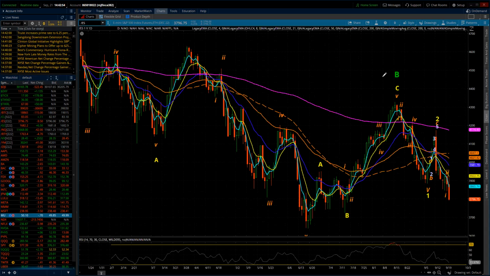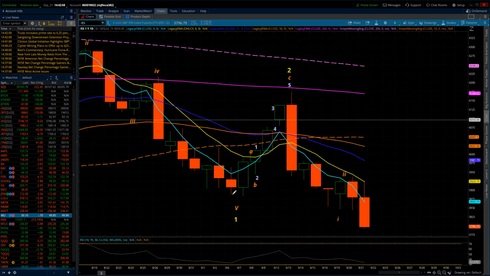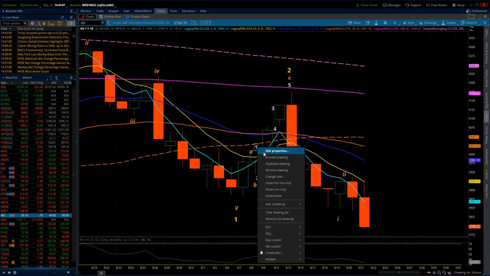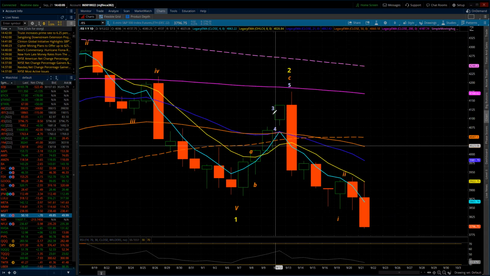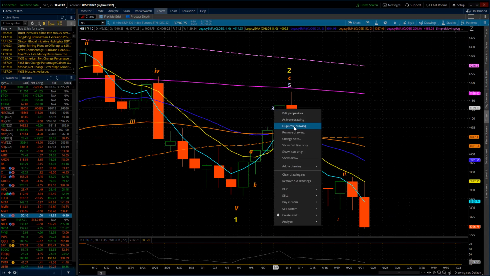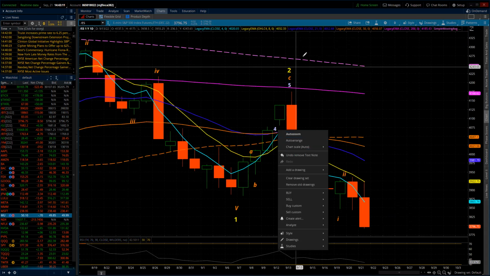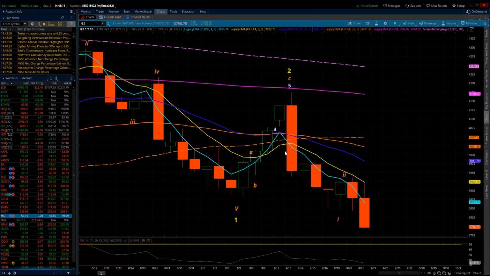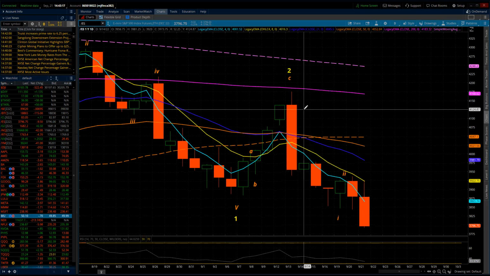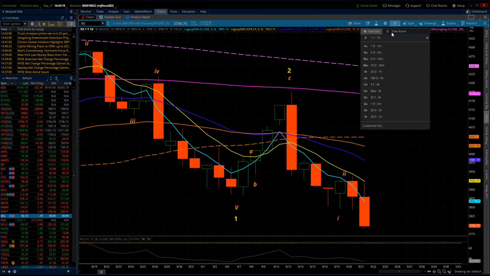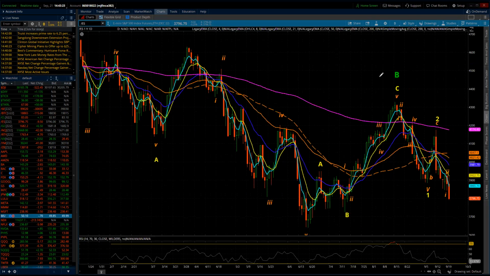So let me go back up to that daily, and we're going to put in, I need to start clearing some of this up. Bear with me. Too many things now on the charts. So I'm going to clean them up so that I can put some other fibs on this chart. 4 hour, back up to the daily.